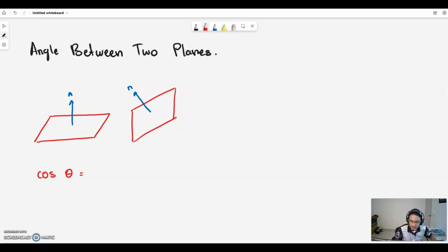Let's say this is our n1, this is our n2. So cosine theta equals n1 dot n2 divided by the magnitude of n1 and the magnitude of n2. Which means the angle between the two planes can be determined by calculating the angle between the two normal vectors.